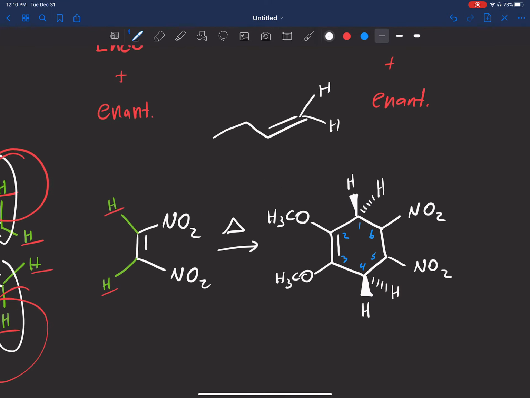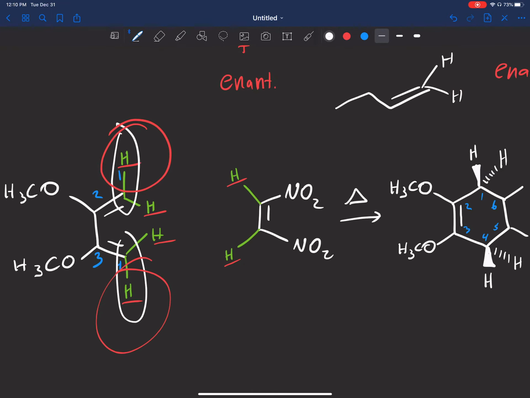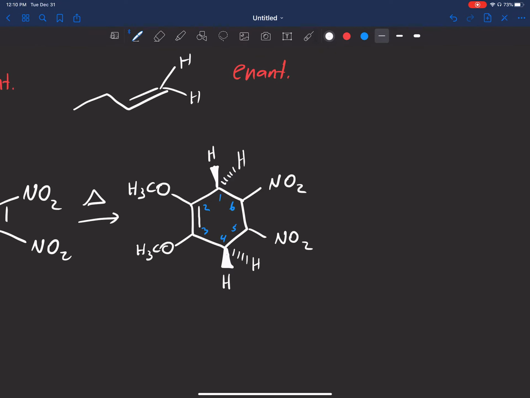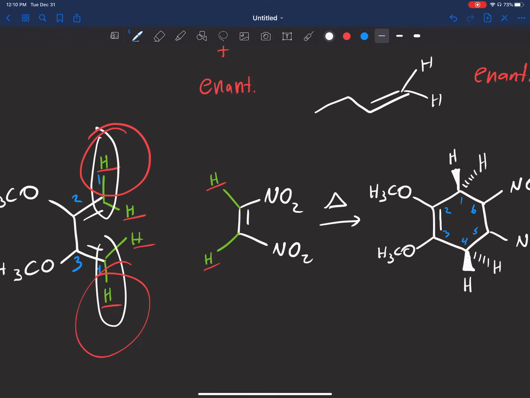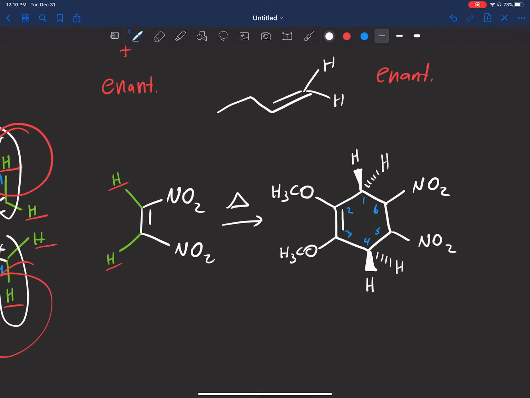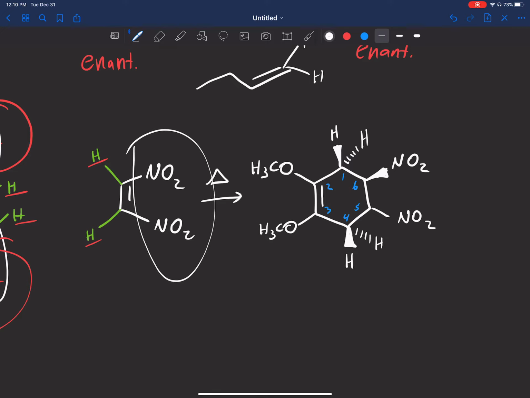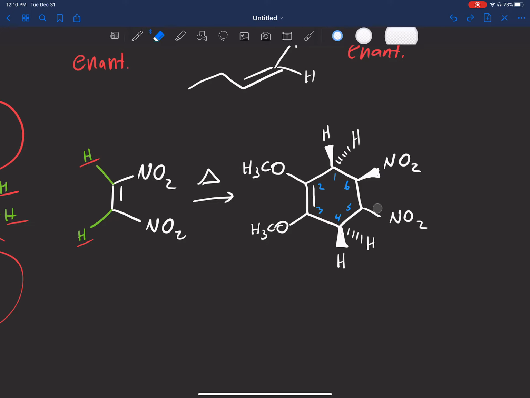Okay? Now what about our NO2s? We said that the trans substituents have the same stereochemistry as the electron withdrawing group. I made my trans substituent wedged. Therefore, my electron withdrawing groups must be wedged. And this one over here also has to be wedged, because it is on the same side as the other NO2. They have to have the same stereochemistry. So this one gets a wedge.